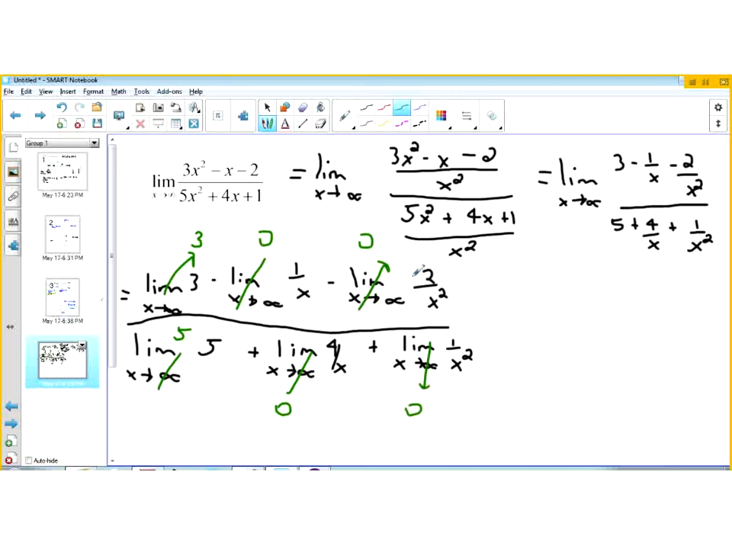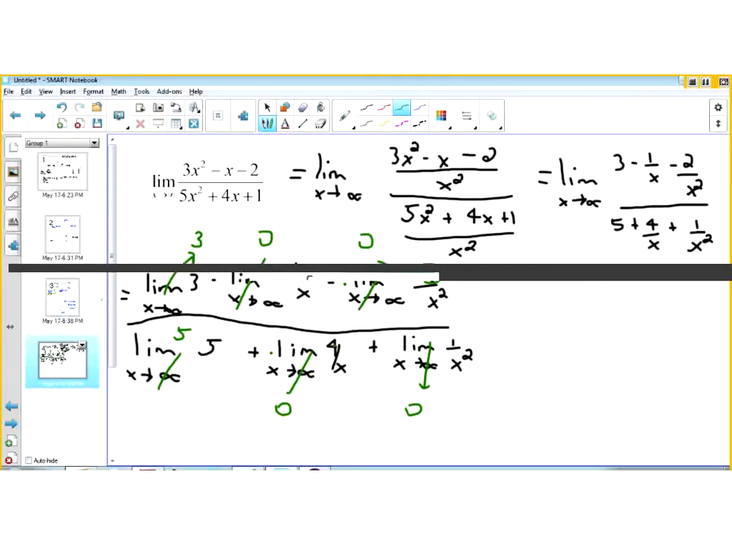Now I skipped a couple of limit law steps, like for instance I could have taken this 2 and made it a coefficient here, and I could have taken this 4 and made it a coefficient there. So you can do the mop-up work there. But nevertheless, the limit is 3/5. And I can show you the graph. It has a rather interesting graph.